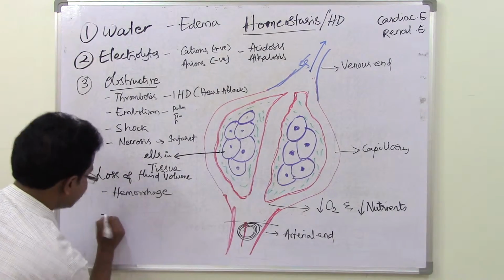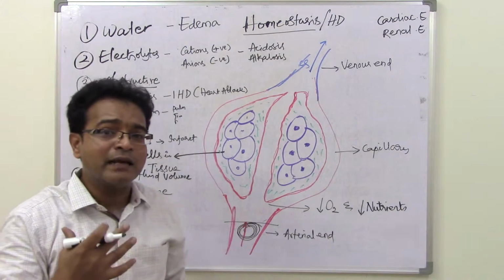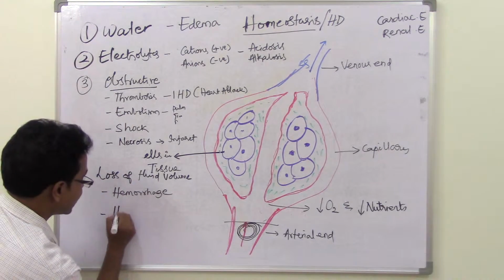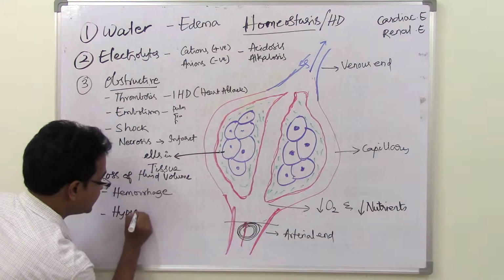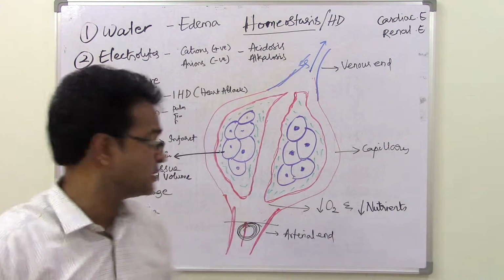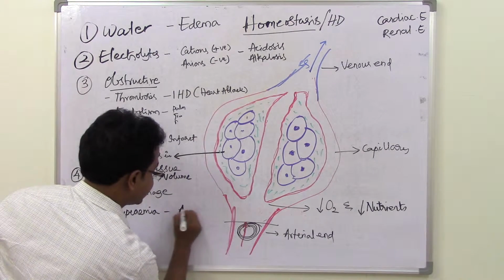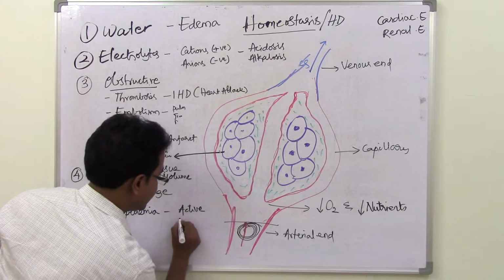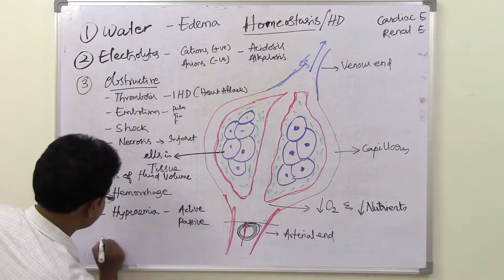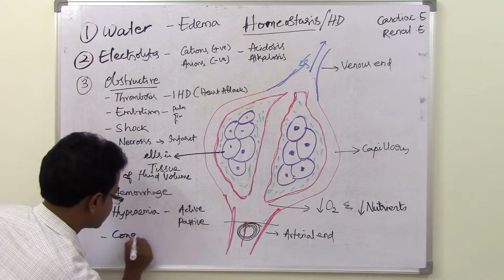Second one, what if there is increased circulation to a particular organ? That is known as hyperemia. In hyperemia, again there are two types: active hyperemia and passive hyperemia. Passive hyperemia is also called congestion.